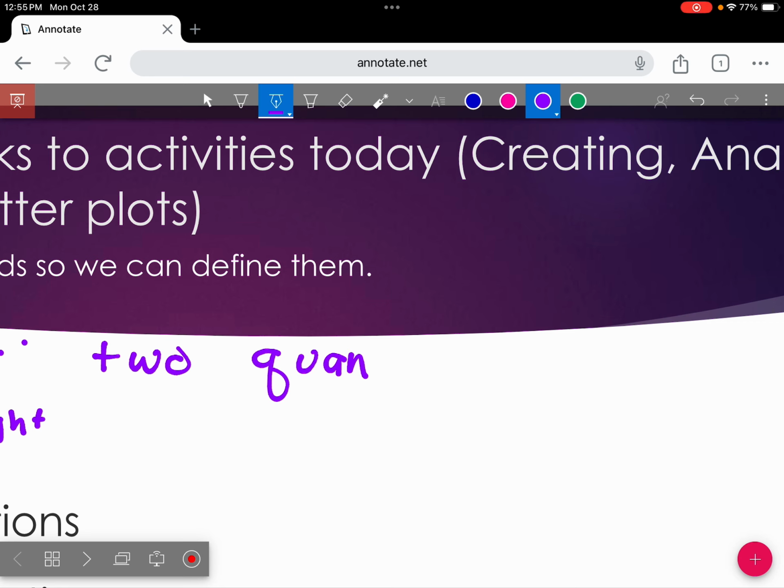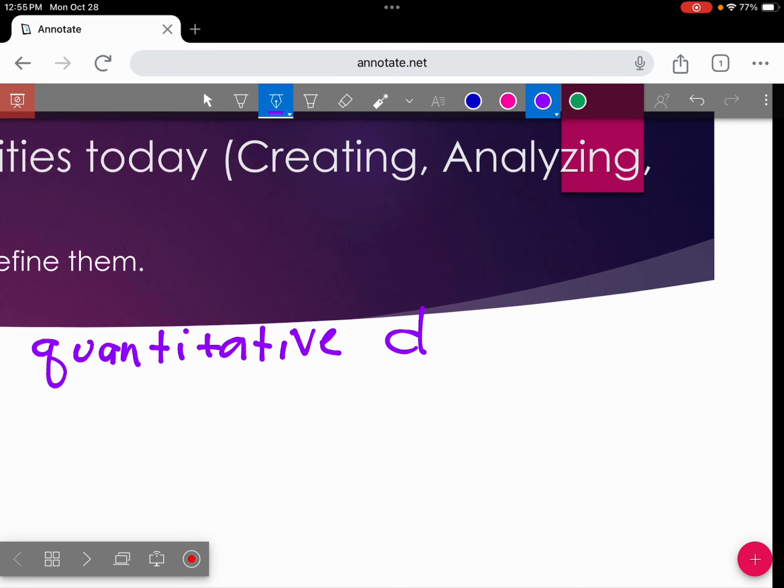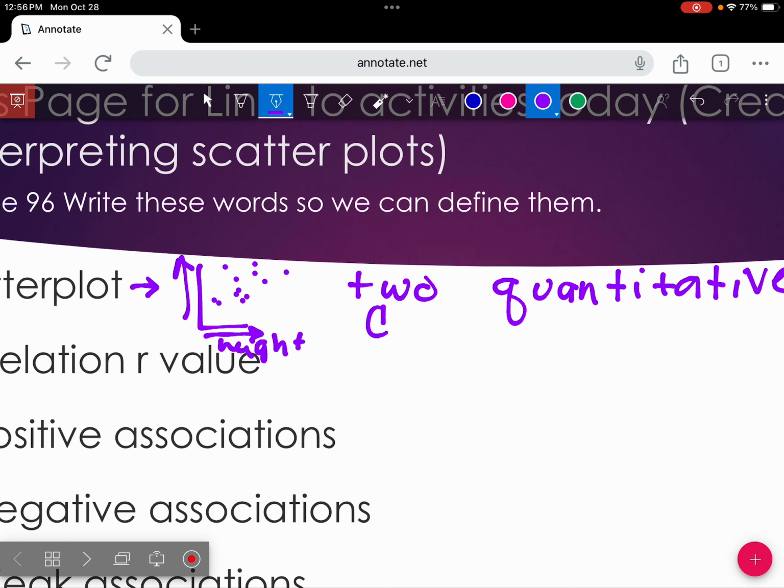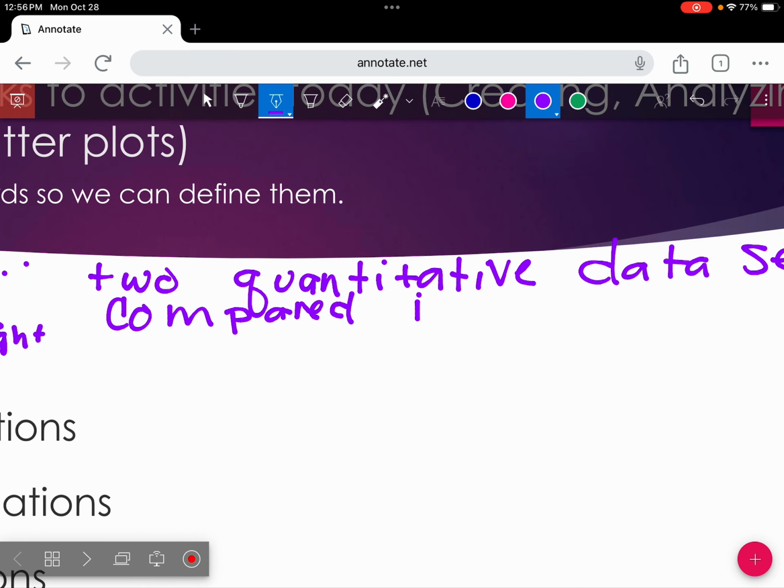It's two quantitative data sets compared in one graph would be how I would word it. So things like height versus arm span. When we did the measurement of our foot versus the measurement of our finger. We could do any sort of quantitative sets, and if we use two of them, we're going to wind up with a scatter plot.